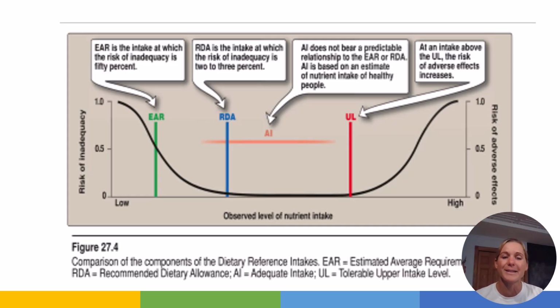Okay, here you can see a little bit more layering. Our average intake down here is low, so our observed level of nutrient intake is low. RDA is that intake where we'd like people to be. Here you can see AI, and AI doesn't bear a predictable relationship to the RDA. It is an estimate based on nutrient intake of healthy people. And this is your upper limit here, so what's the maximum amount we can take in on the upper edge without it causing any negative impact?